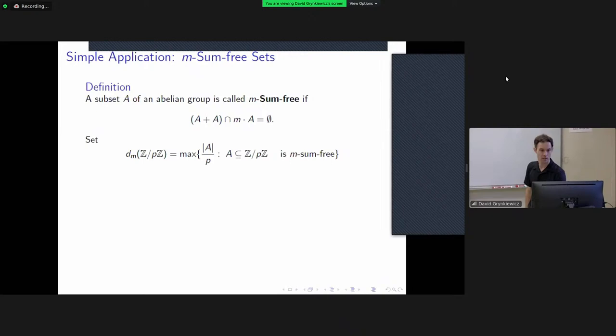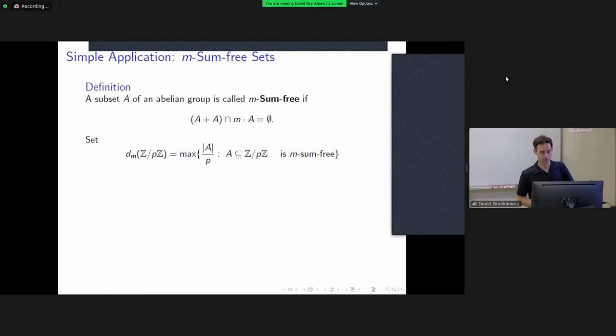We also gave a different application of this. It's sort of a variation. So we have something called an m-sum-free set. We define a set to be m-sum-free, where m is just some integer that's at least 1, if the sumset A plus A is disjoint from the m-fold dilation of A. So you can't write any m times something in A as a sum of two other elements. So of course, if m is equal to one, this corresponds to being sum-free.